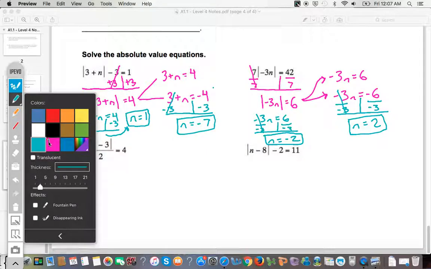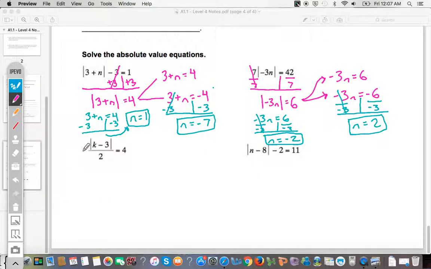So moving on to this third one, I'll multiply by 2 on both sides to get this expression by itself. So 2's cancel. So I'm left with k minus 3, the absolute value of it, equals 8. Okay, so I need to make two new equations. So I have k minus 3 equals 8. And I need the negative version of it. So k minus 3 equals negative 8.